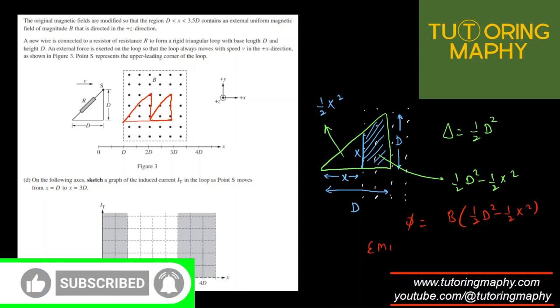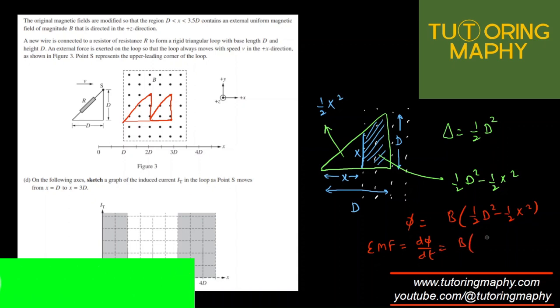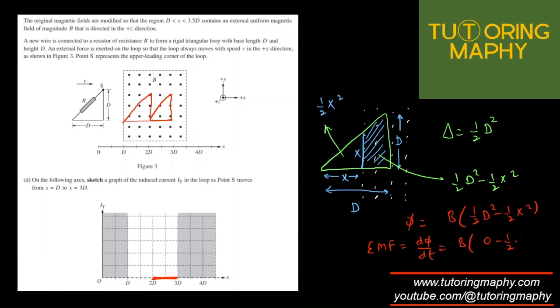So the EMF, which is d phi over dt, is going to be B times 0 minus 1 over 2 times 2x dx over dt. Okay. Do we have to form the magnitude? It looks like that because they are just indicating the plus axis. So EMF is going to be, just ignore the negative sign, B x dx over dt, and dx over dt is v. So once we have bxv, this is the EMF.